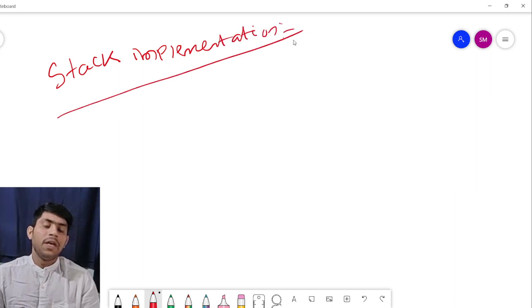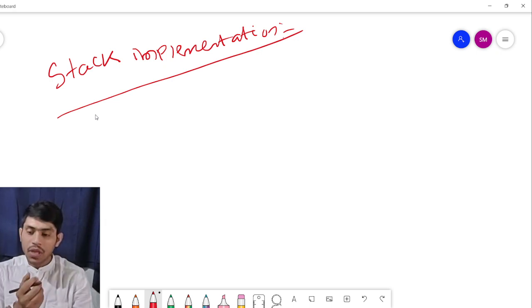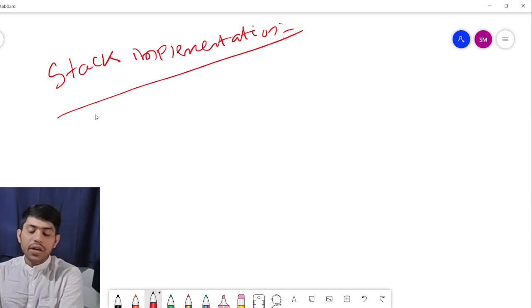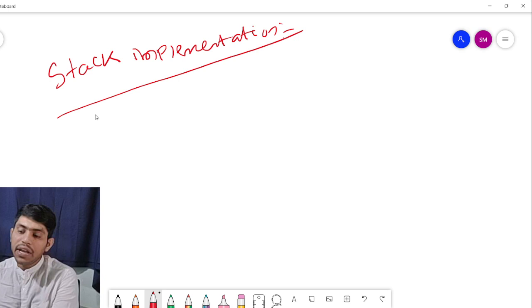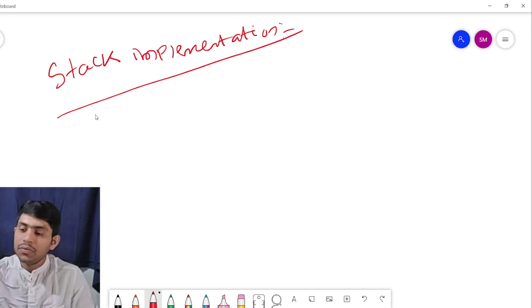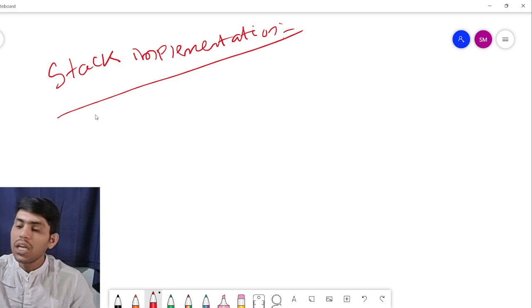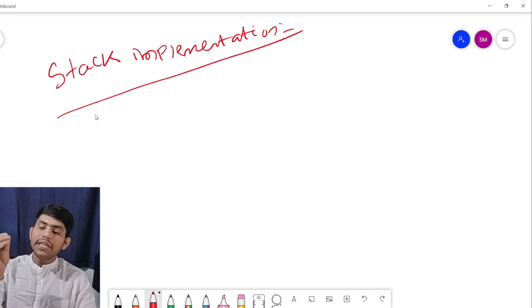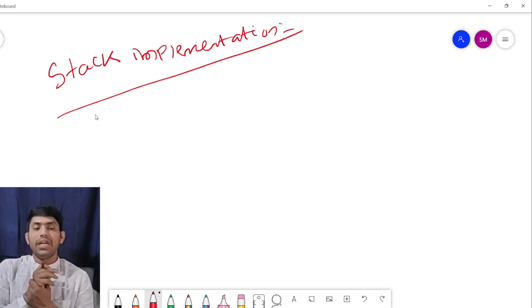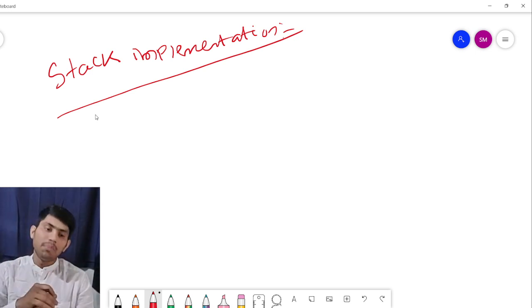Okay. So let's see. Stack is a linear data structure and implemented in LIFO order. It means the insertion and deletion are restricted to occur only at the same point. That is called stack top.